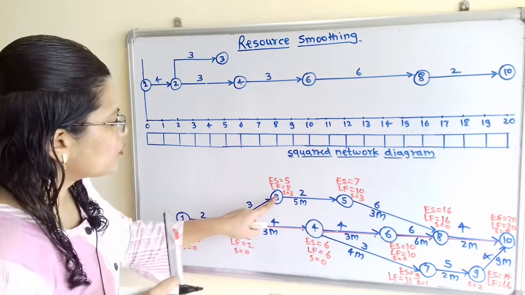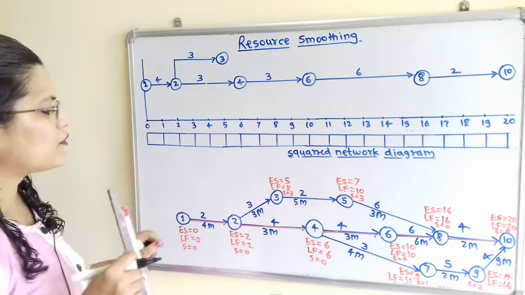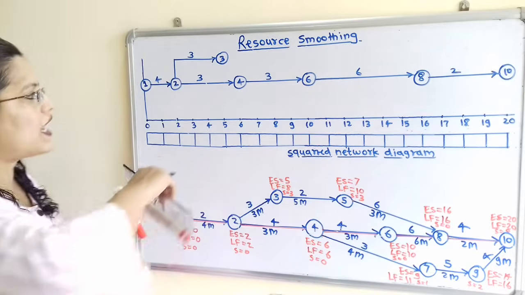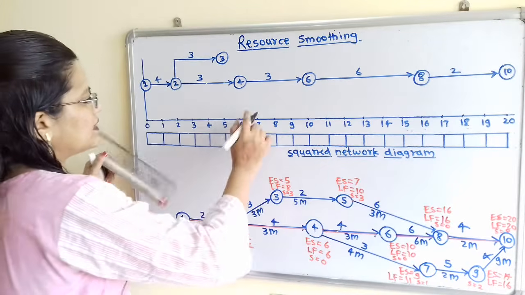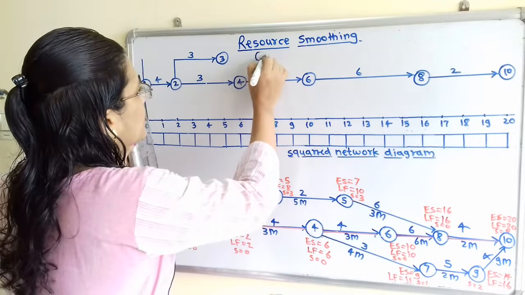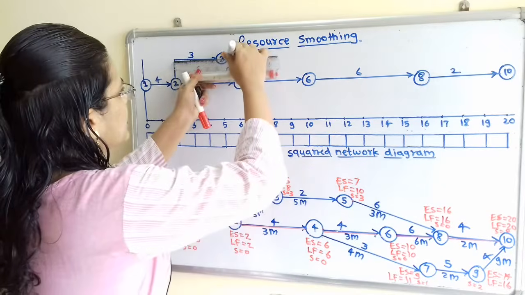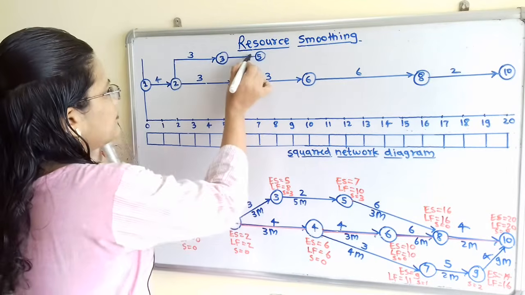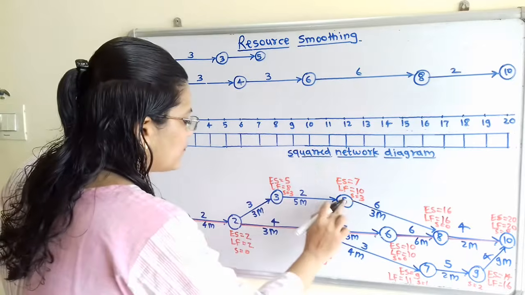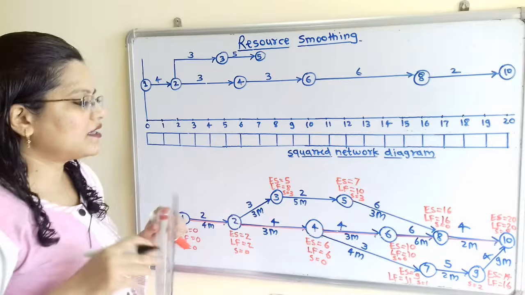Now after 2 to 3 there is 3 to 5. And for this 3 to 5, total duration of 2 weeks is there. So 5 plus 2, that is 7. So for this I will show here the node number 5. And for this 3 to 5, there is total resource, that is 5 mains are required.